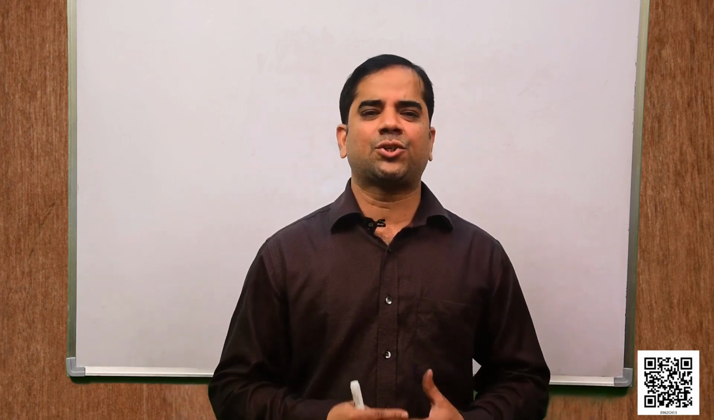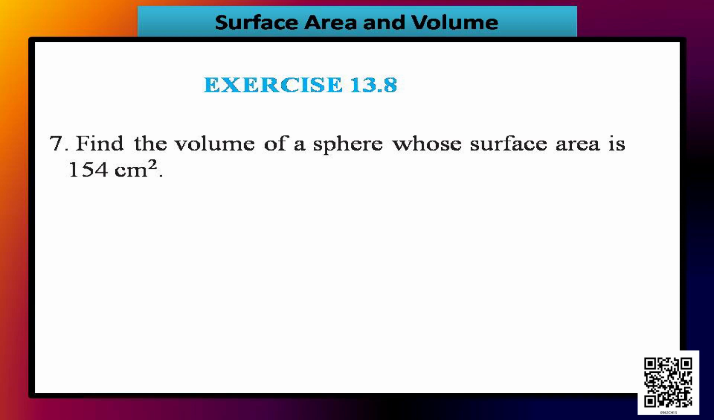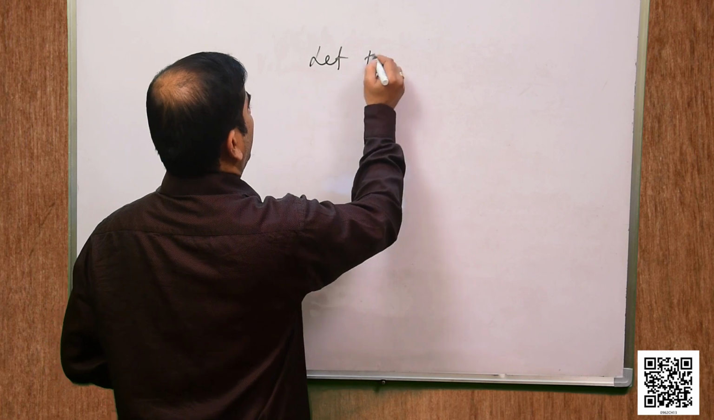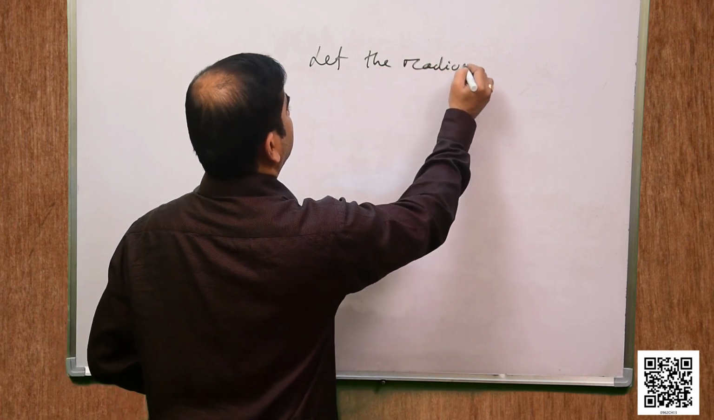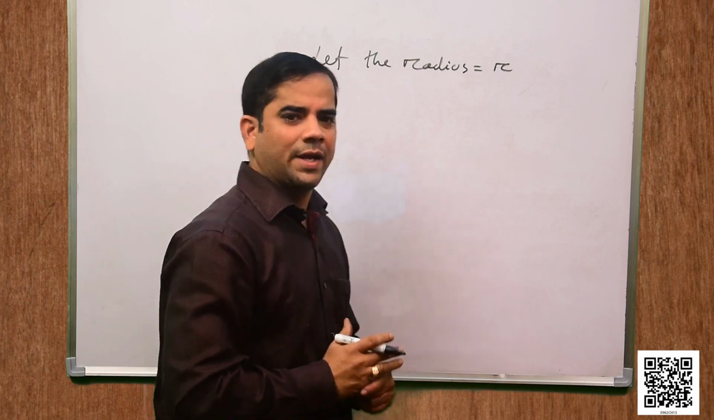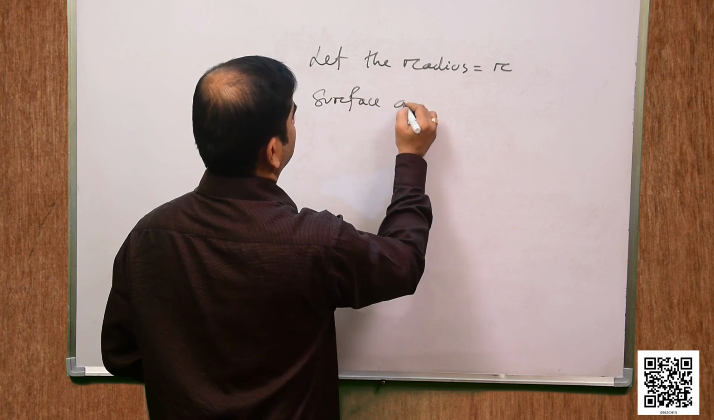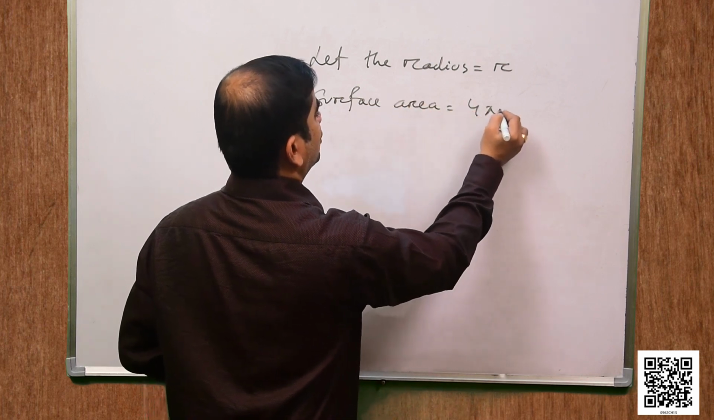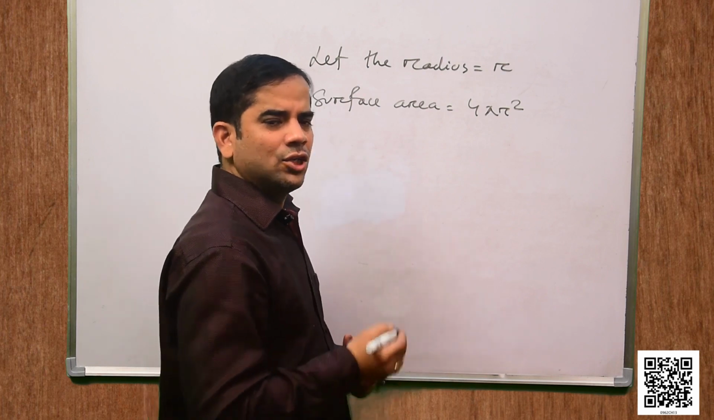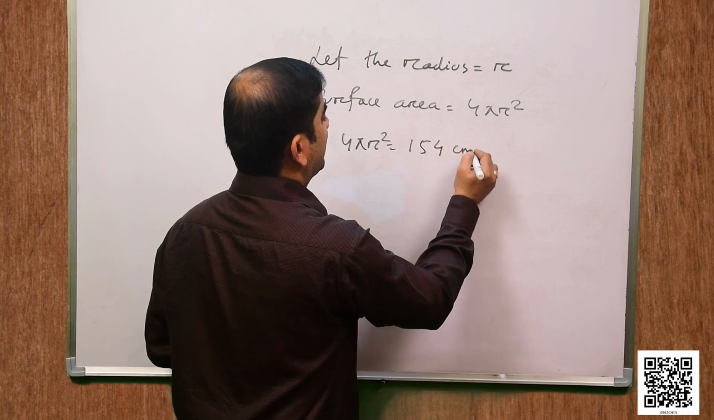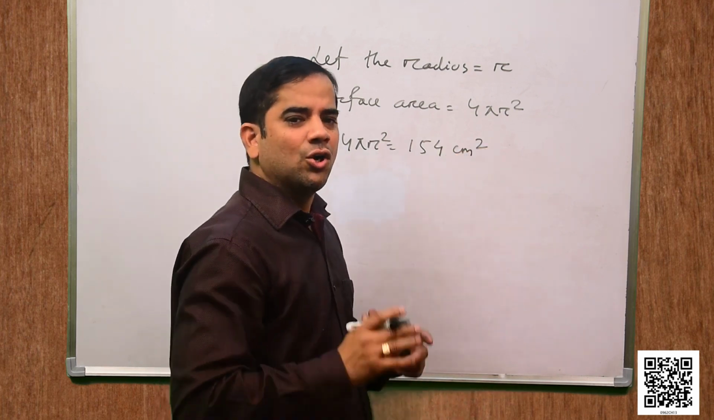Students, let us now discuss question number 7. It says, find the volume of a sphere whose surface area is 154 centimeter square. Okay. Let us discuss the solution. So, let the radius be r. Okay. Surface area of the sphere is equal to 4 pi r square. Fine. So, 4 pi r square is equal to 154 centimeter square as it is given in your question.